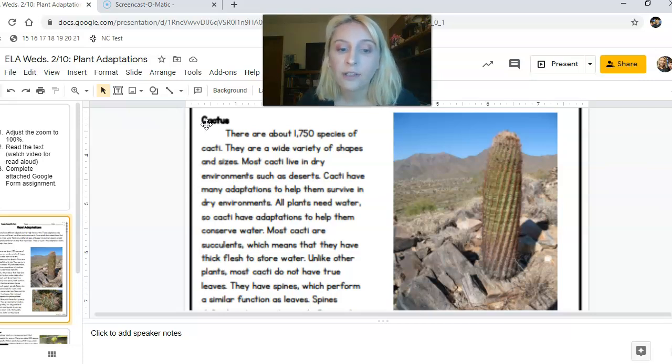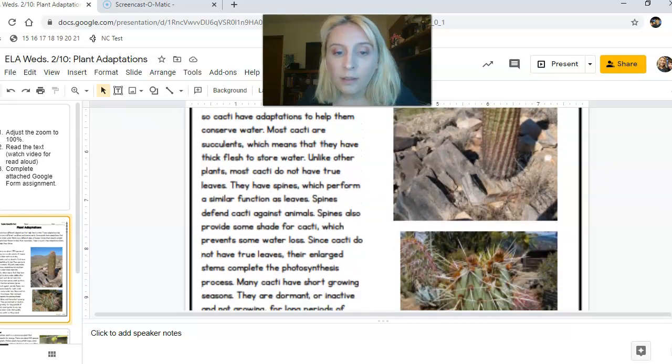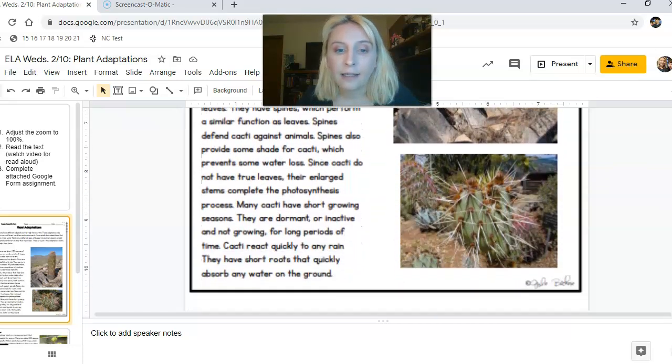Most cacti are succulents, which means that they have thick flesh to store water. Unlike other plants, most cacti do not have true leaves. They have spines, which perform a similar function as leaves. Spines defend cacti against animals. Spines also provide some shade for cacti, which prevents some water loss. Since cacti do not have true leaves, their enlarged stems complete the photosynthesis process.